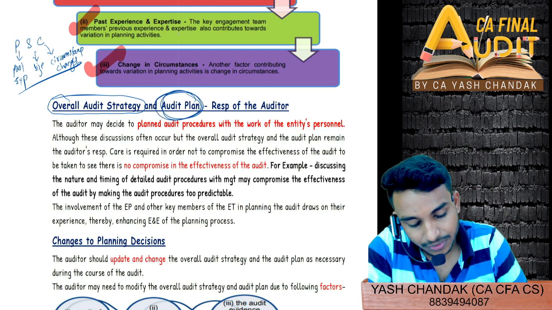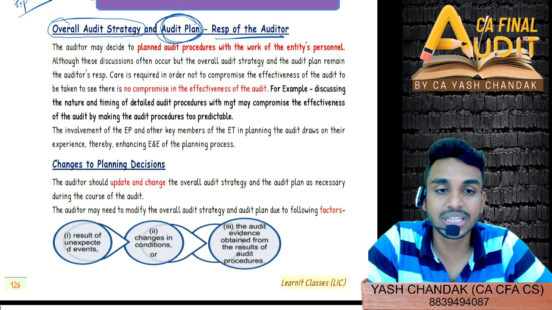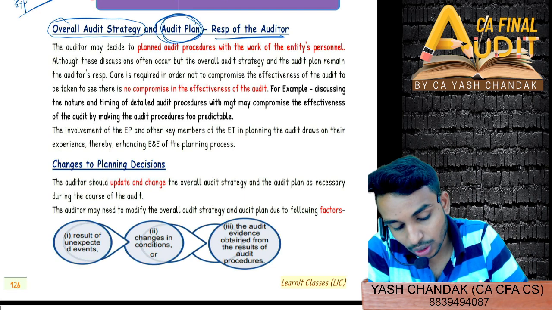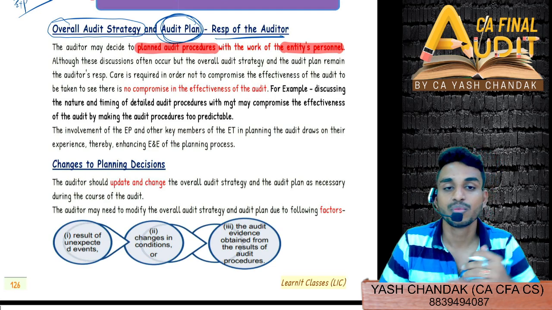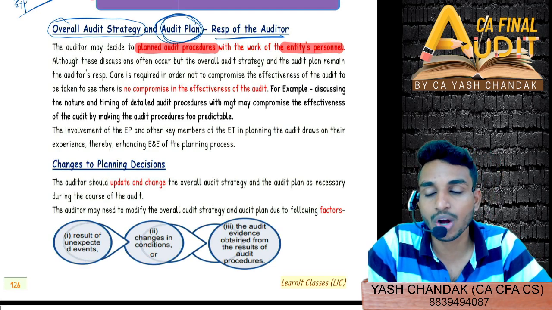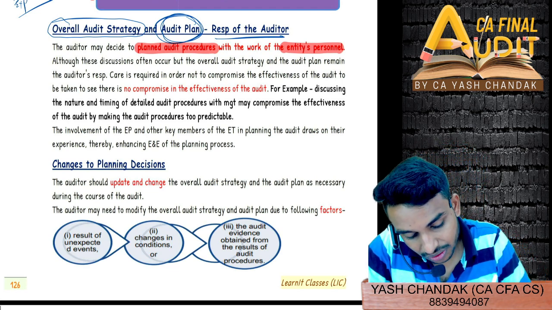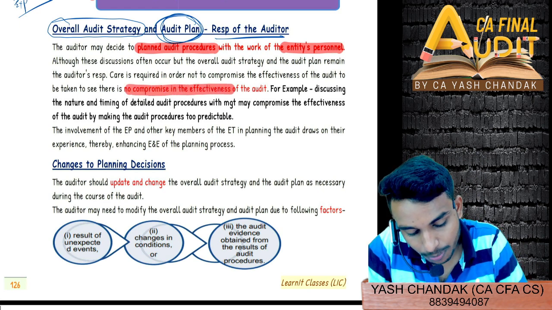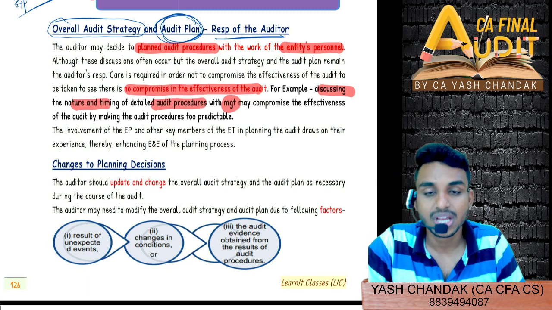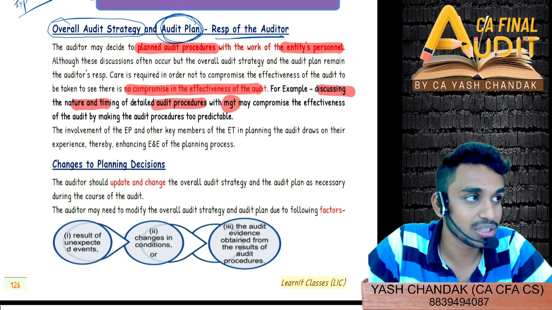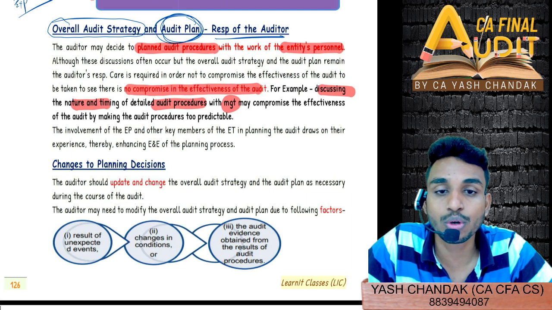Similarly, audit plan. It is the responsibility of the auditor to determine the overall audit strategy and the audit plan, and the auditor will decide upon the planned audit procedures with the work of the entity's personnel. That means they will work out how exactly they are going to perform the audit. Important is that there should be no compromise in the effectiveness of the audit. For example, you can discuss the nature, timing and extent of detailed audit procedures with the management. However, you should not give them the hint that they are now aware of each and every action you are going to take. They should not preempt your activities.